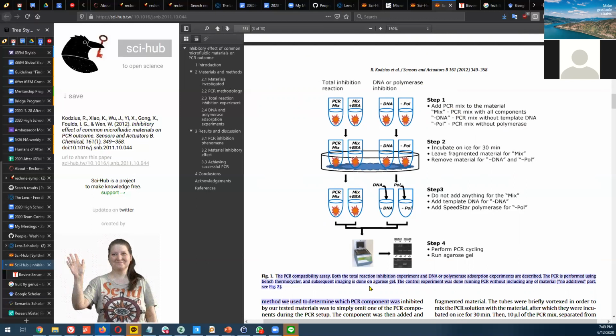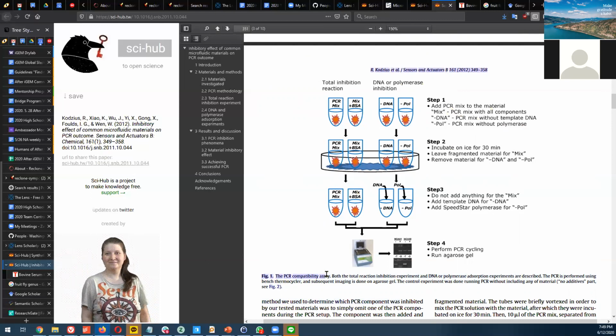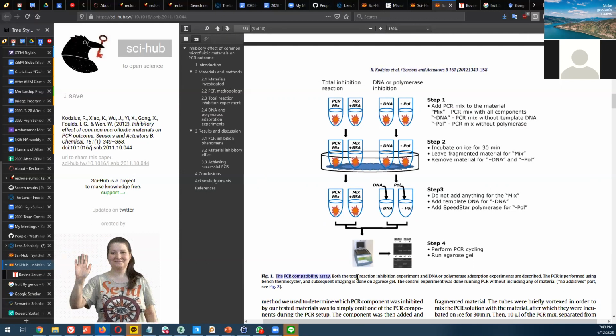to the caption. The caption is usually pretty good. The PCR compatibility assay. So that's what they're describing here. Both the total reaction inhibition experiment and the DNA or polymerase absorption experiments are described. I don't really know what that means. The PCR is performed using a bench thermal cycler, so that's a machine, and subsequent imaging is done in agarose gel. The control experiment was done running PCR without adding any of the material. Okay. So this still doesn't really tell me what it's trying to find, but I guess this is trying to show the inhibition and it's an experiment to prove that.